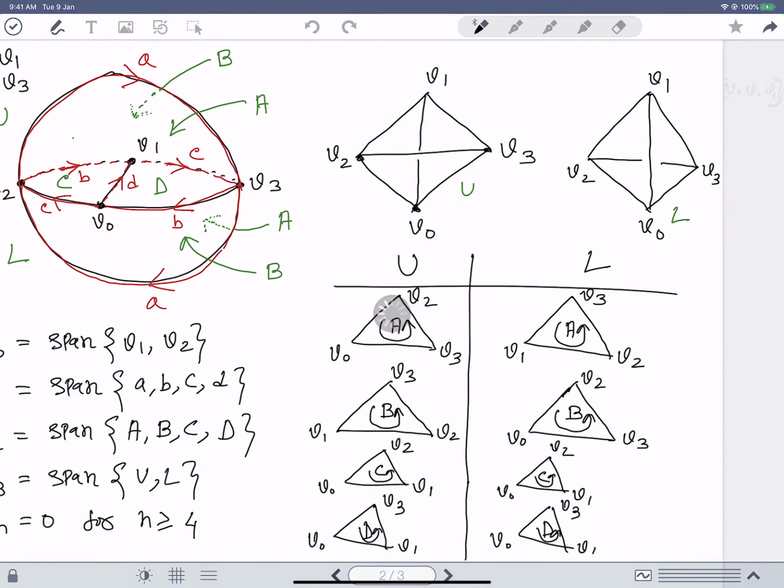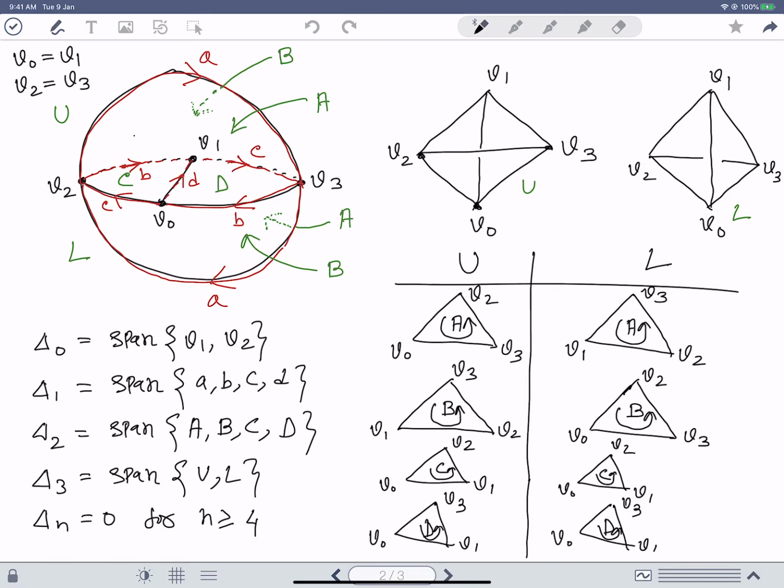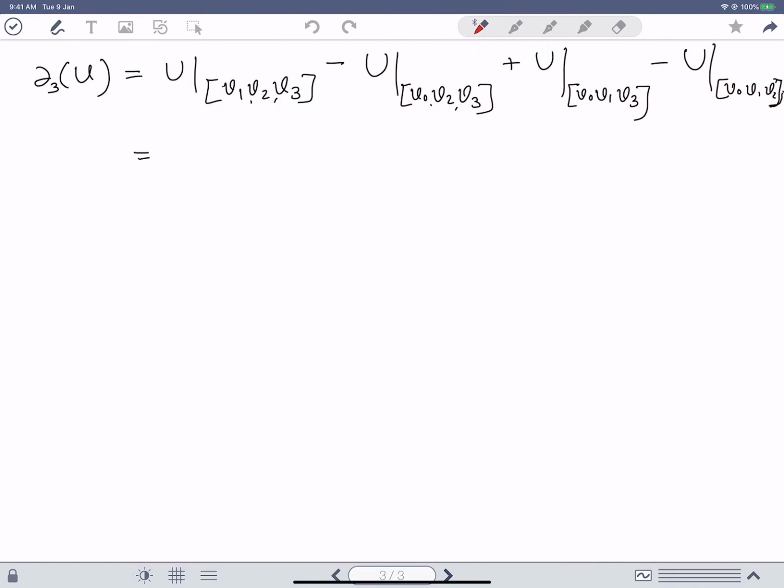Now what is my U restricted over V1, V2, V3? Now look at the picture here. What is my V1, V2, V3 in U? So this is my V1, this is my V2, this is my V3, right? So we have the triangle B, that is the back side of U. Now look at the orientation here in U. So this is my V1, V2, V3. That means we will have B. So we can write here, this is my B.